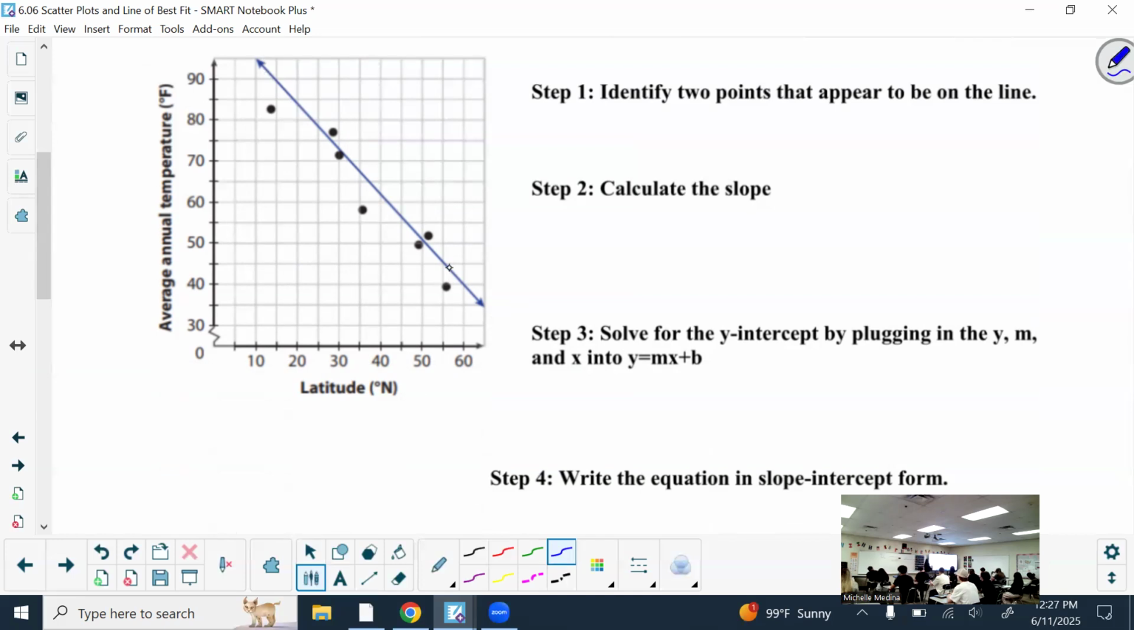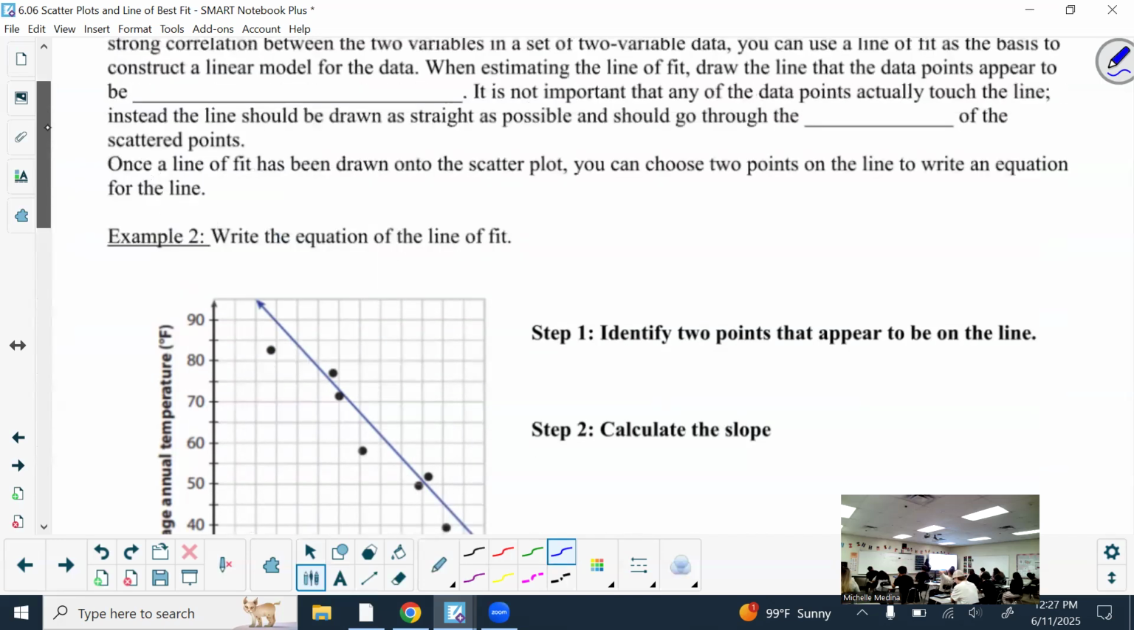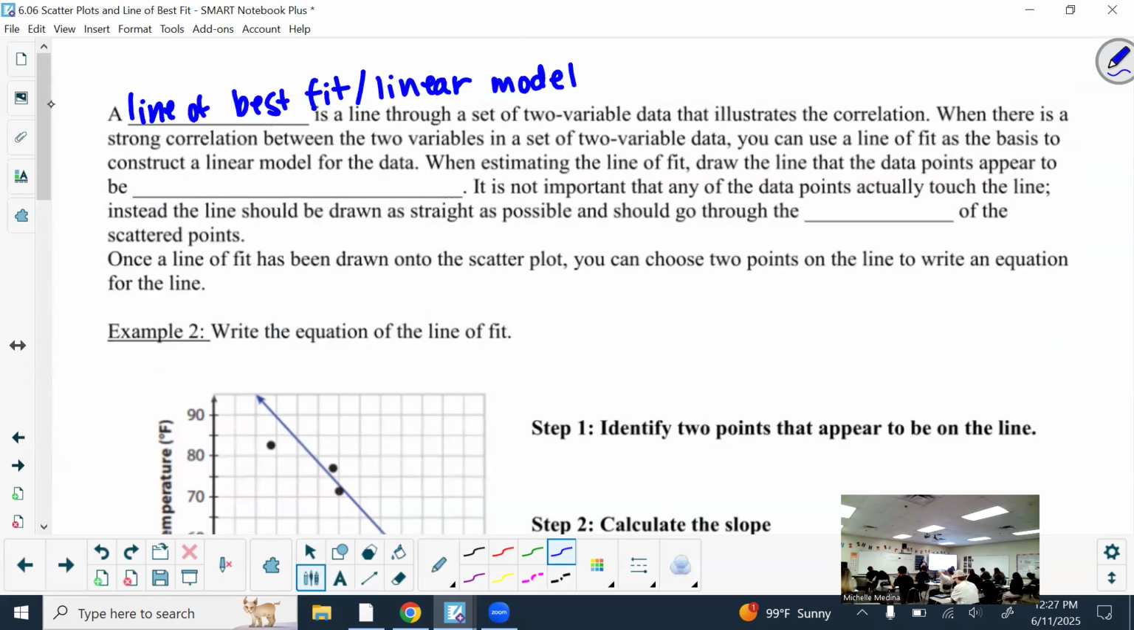So like, based on the model, what would be the average annual temperature when the latitude is 40? And I would use the equation to answer that. Or maybe something that's way off the graph. So you will be doing some of that too, like plugging in, and I'll have that on one of the worksheets already. But let's see where we're at.